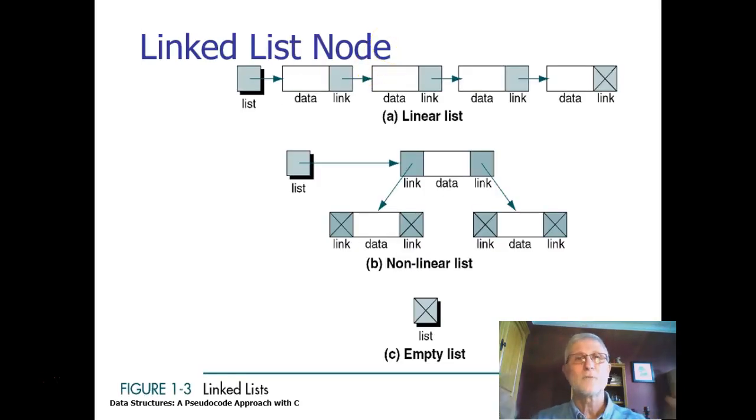Here's just some graphical pictures of your linear list. Basically, here's your head pointer pointing to the first element, so you've got your data, link to the next item, next item, next item, and then you've got a null link which says that's the end of my list. If you've got a nonlinear list, here I've got 2 links, and then you've got an empty list where, hey, nothing, I've got no data associated with it, there's nothing in it.